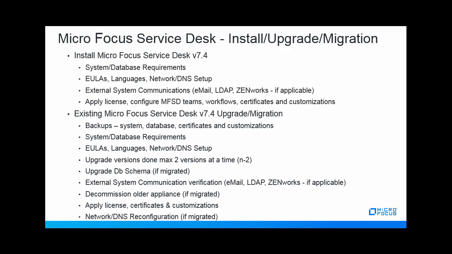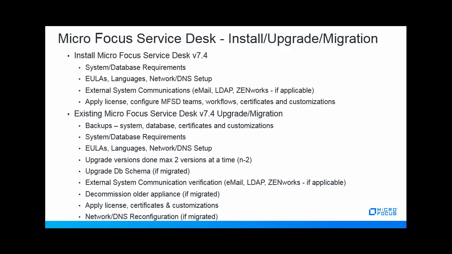For instance, if you are migrating from version 7.2, the file structure changed going from version 7.2 to later versions. Some of the system and database requirements would be the platforms Windows, Linux, and Appliance, and you have various databases: MySQL, Oracle, PostgreSQL, and SQL Server.